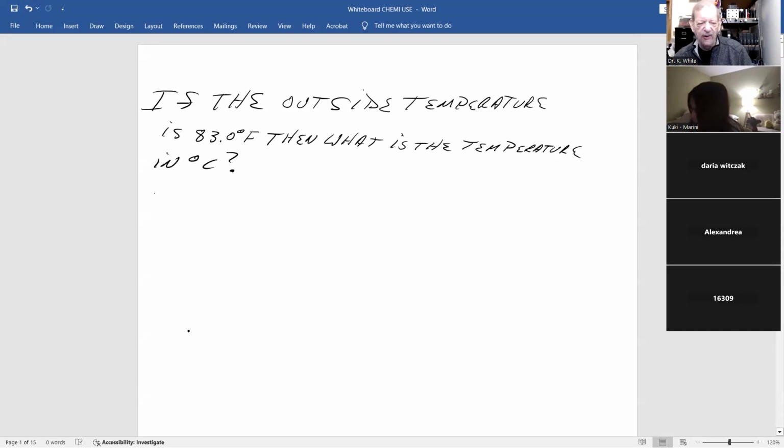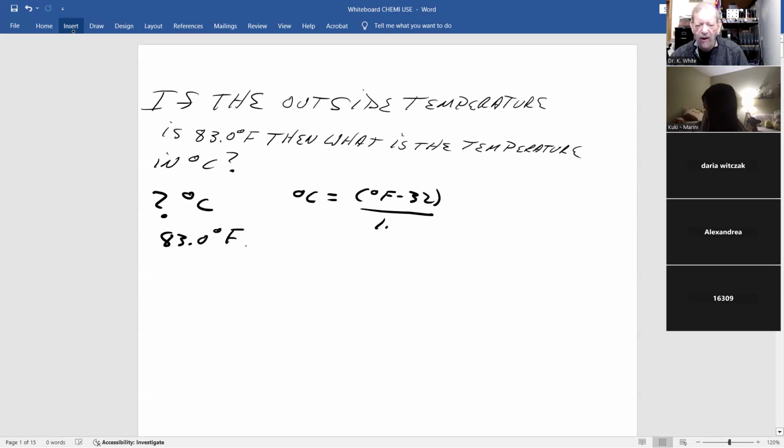Now, I don't know where I started doing this, in college, I think. Put a question mark. You don't have to do this, degrees C. What am I given? Well, you're given the temperature in Fahrenheit. Now, this is a formula you have to memorize. Degrees C equals degrees F minus 32 divided by 1.8.